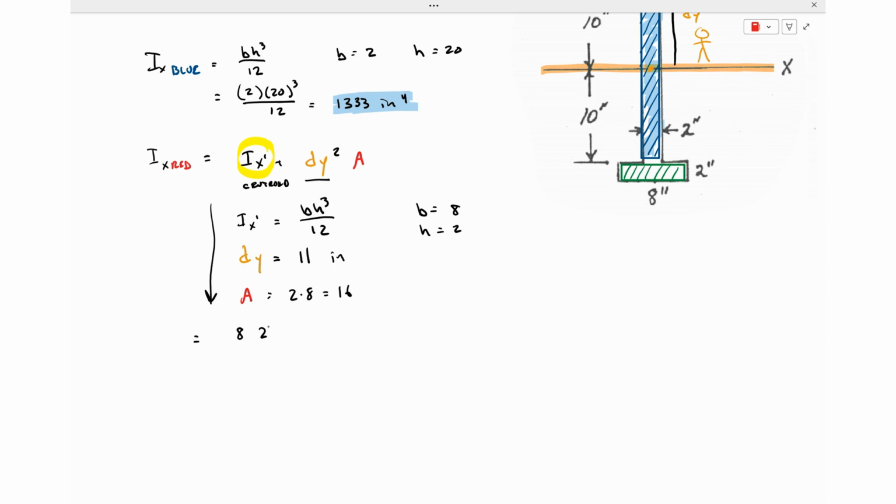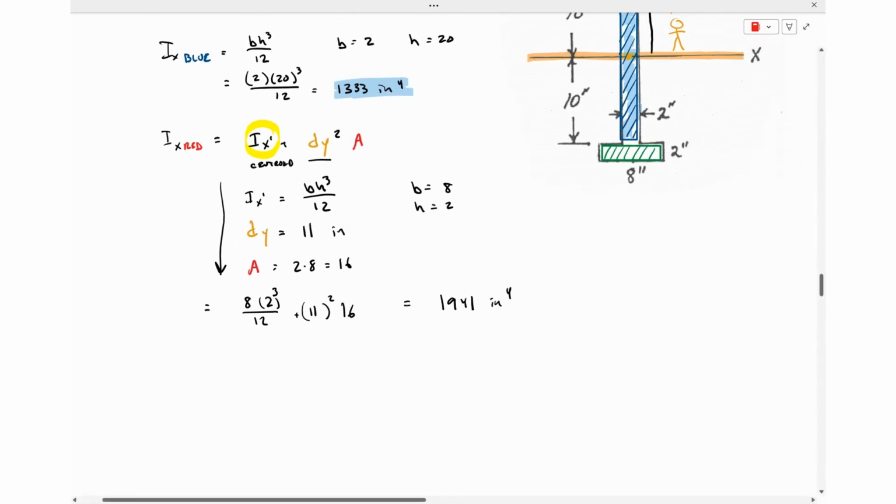So build all that down here, and we have 8 times 2 to the third divided by 12 plus 11 squared. That dy value gets squared times your area of 16, which gives a value of 1,941 inches to the fourth.